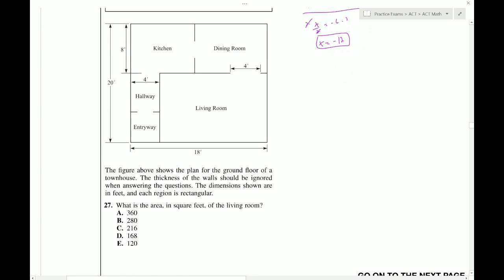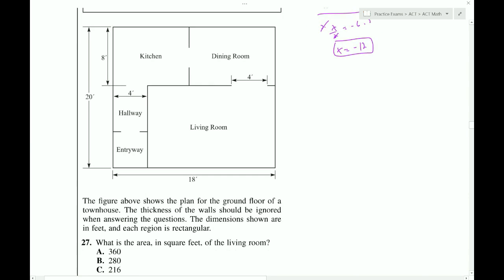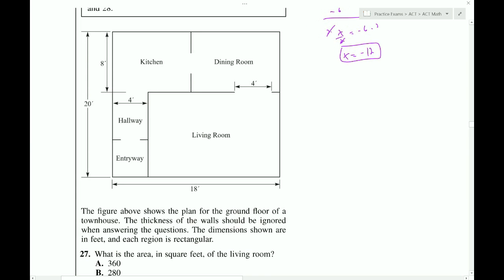The figure above shows the plan for the ground floor of a townhouse. The thickness of the walls should be ignored. The dimensions shown are in feet, and each region is rectangular. What is the area in square feet of the living room? Well, there's a few ways to do this, but one way is to actually figure out what the dimensions are for this living room. So it seems as though this whole thing spans 18 feet, but this hallway is 4 feet. So that leaves 14 feet for this width of the living room.